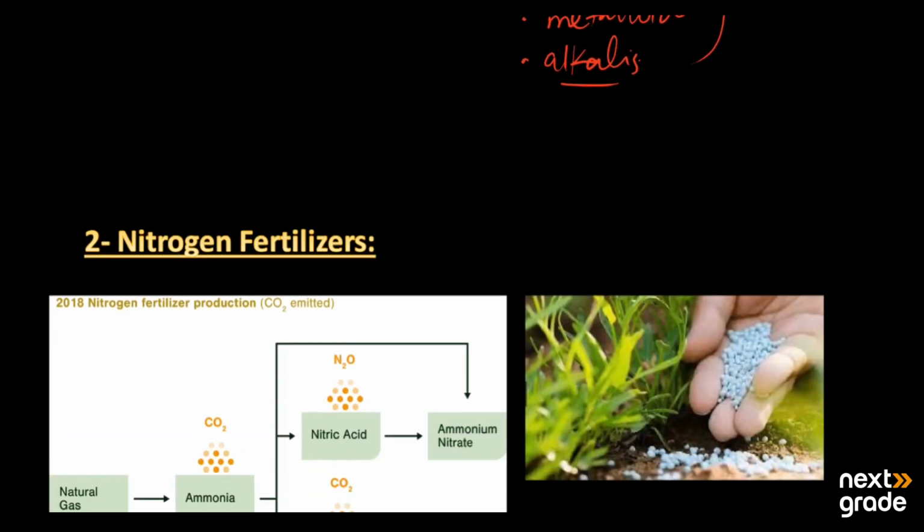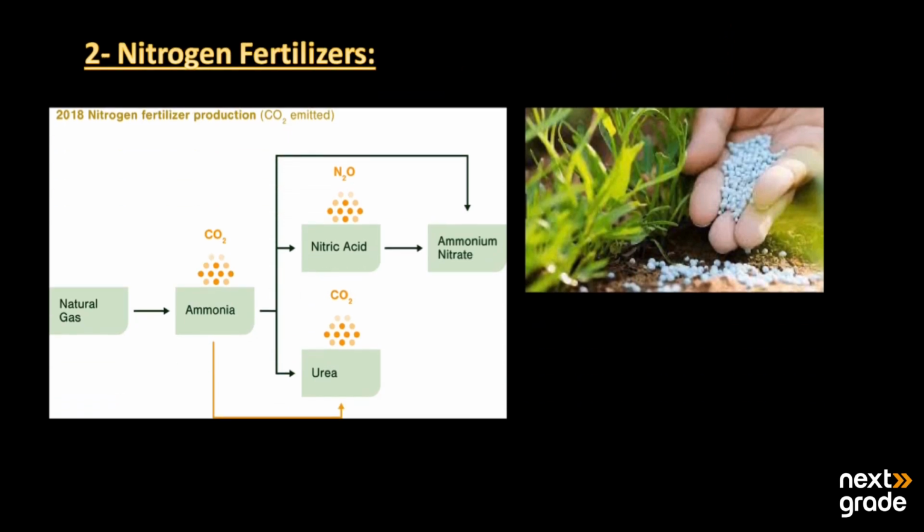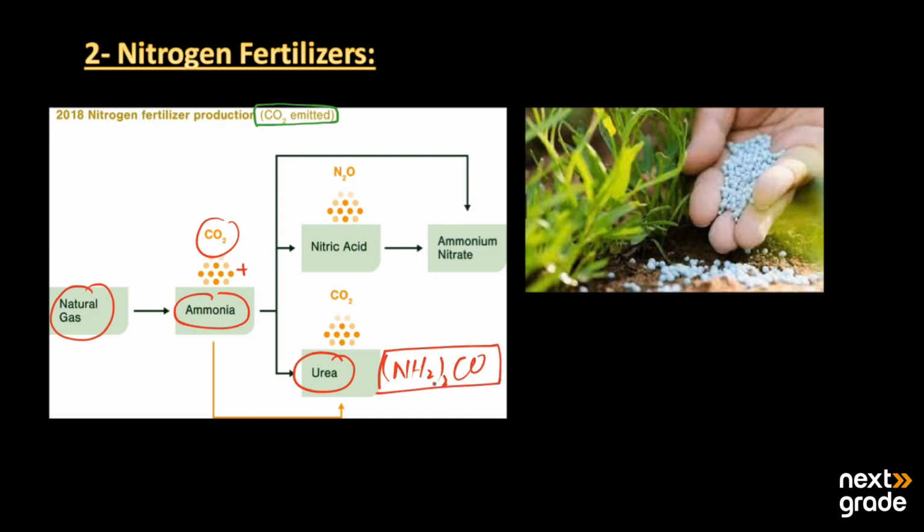After this, the second use is as a nitrogen fertilizer. In 2018, we saw that nitrogen fertilizer production emitted carbon dioxide. Here we have natural gas containing ammonia, and it produces carbon dioxide. By the reaction of this carbon dioxide and ammonia, urea is produced. The formula of urea is (NH2)2CO, which is used as a fertilizer as it is a nitrogen-containing compound, along with the production of carbon dioxide.